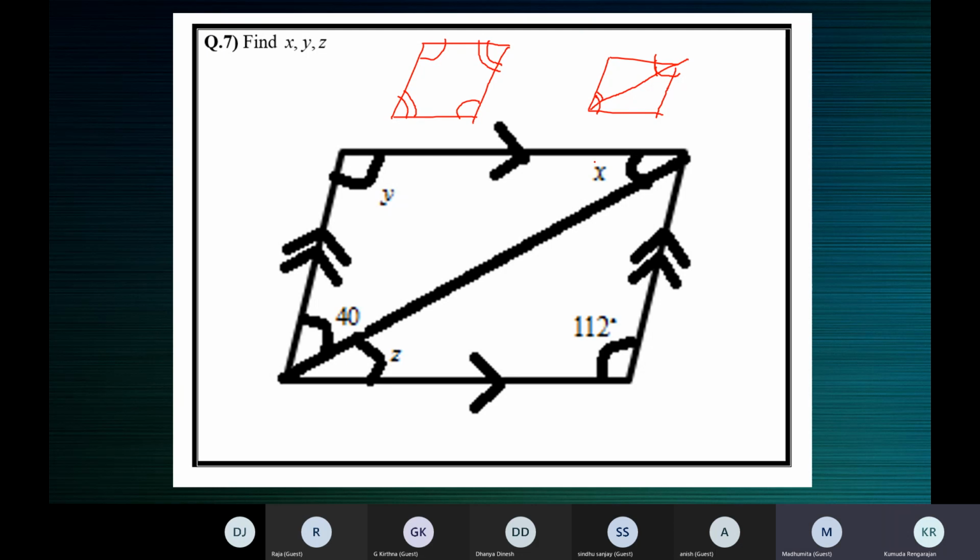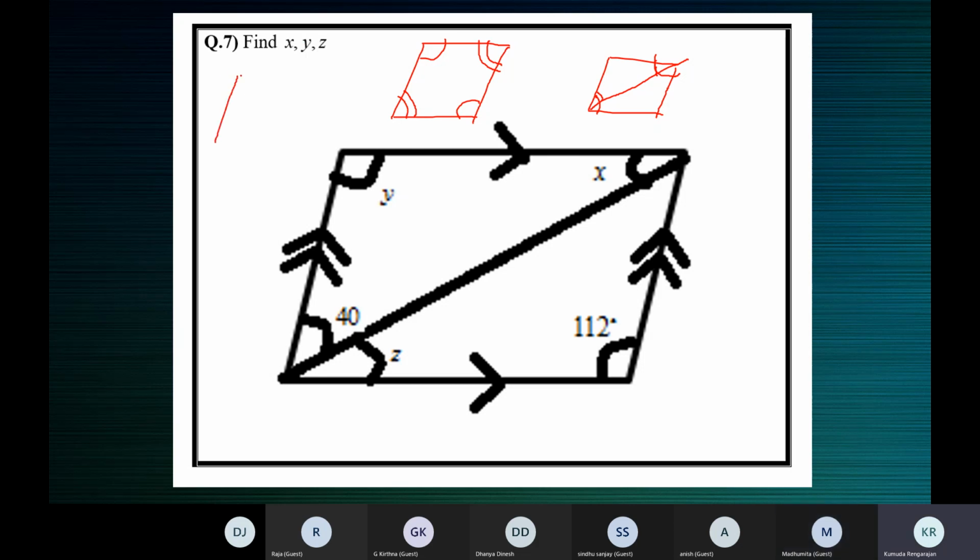Ma'am, Z is equal to 28 degrees. How I said that is, adjacent angles are supplementary. So 112 degrees plus 40 degrees plus Z is equal to 180 degrees. So Z is equal to 28 degrees, ma'am. Very good, very good.